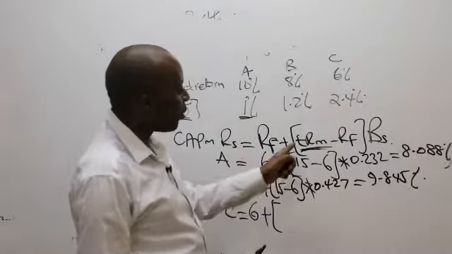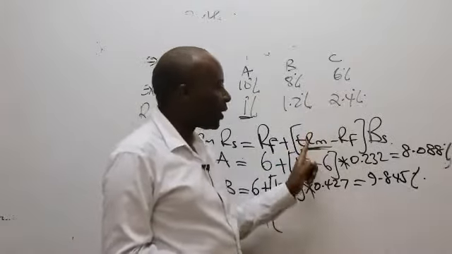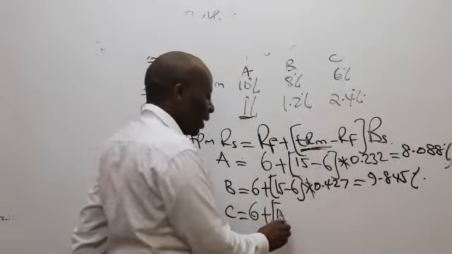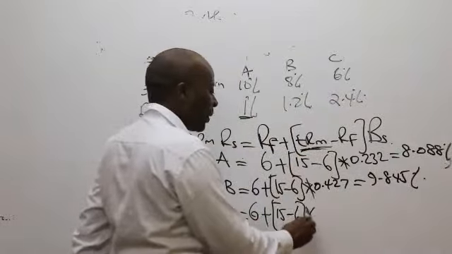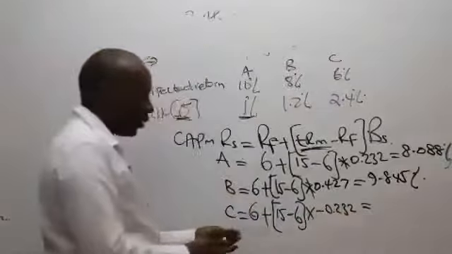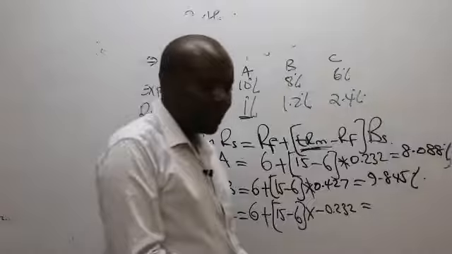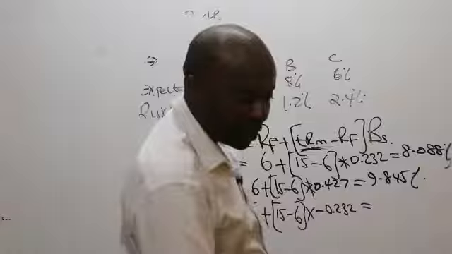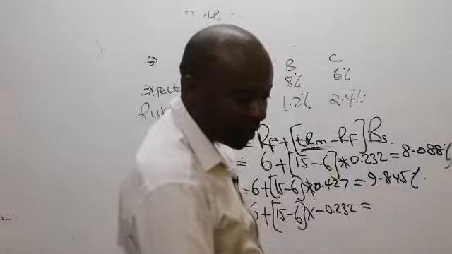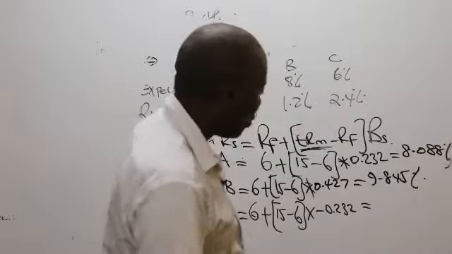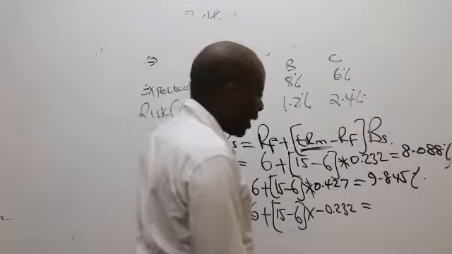Look at this. We are not saying expected return of C. No, we are saying expected return of the market, which we took as 15 minus 6 multiplied by the beta. Sorry, that one I'm wrong. Beta for C wasn't like that. Beta for C was negative 0.096.